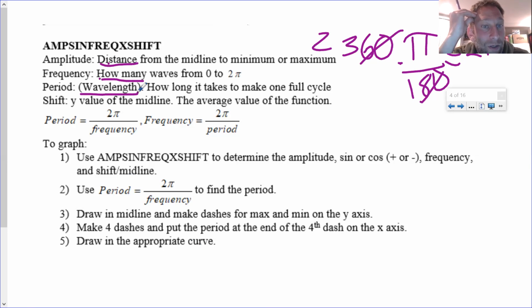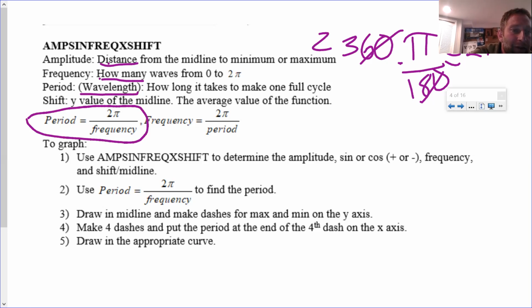Shift is your midline. Shift and midline are the same thing. It's the y value of the midline. And then you may have to convert back and forth between period and frequency. For this lesson, you will need to find period. Period is a little formula. It's 2 pi over the frequency.